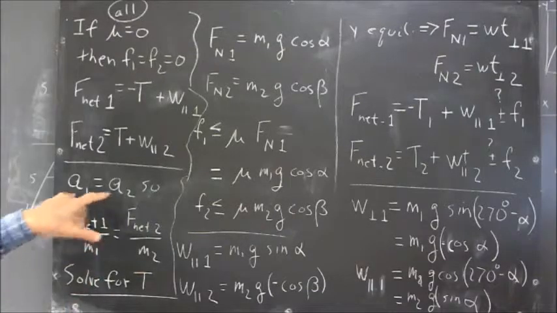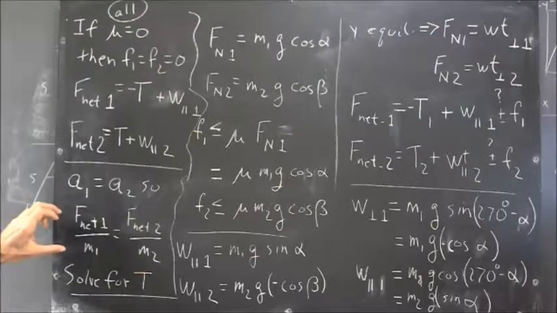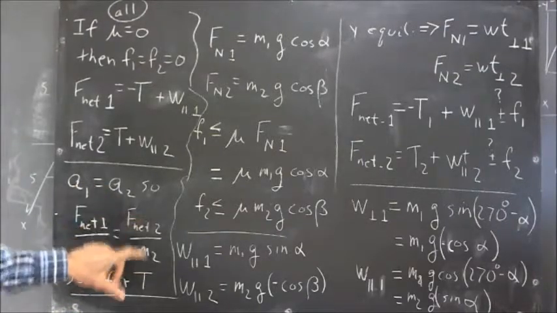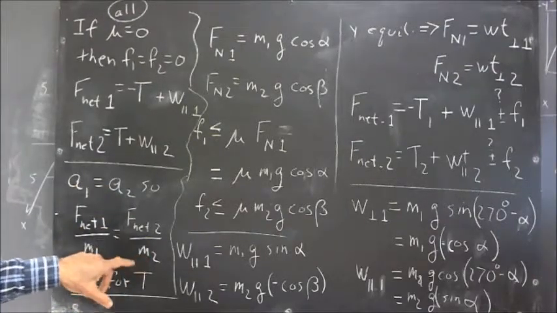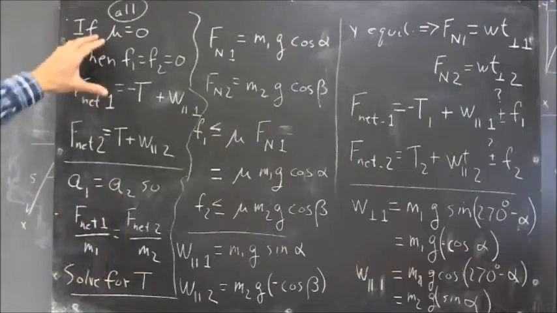Since acceleration is just net force divided by mass, in each case, the net force on mass 1 divided by mass 1 is equal to acceleration 1. Net force on mass 2 divided by mass 2 is equal to acceleration 2. So the two expressions are equal, and this gives us two expressions we can use to solve for the tension. So we can easily solve that case.